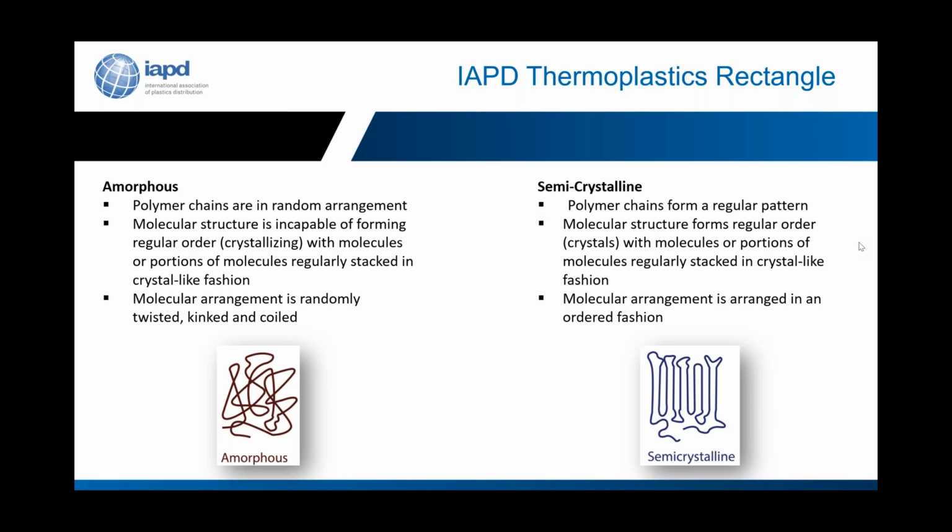It may help to think of this as a pretty basic analogy, but it did help me. Think of it like spaghetti, okay? So your amorphous plastics is your cooked spaghetti, right? So there's a random arrangement, they're incapable of forming a regular order or crystallizing. Your semicrystallines, those are your uncooked spaghetti, right? So they're stacked in a regular pattern. I know that's a little simple, but it does help us to understand the differences between amorphous and semicrystalline thermoplastics.